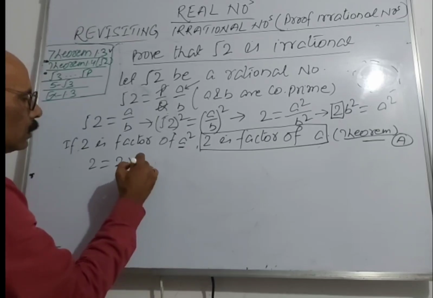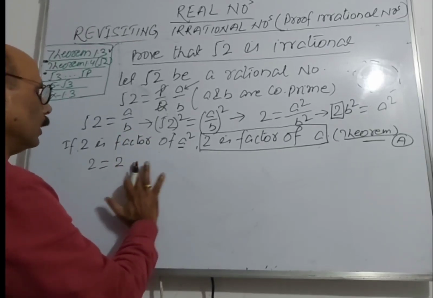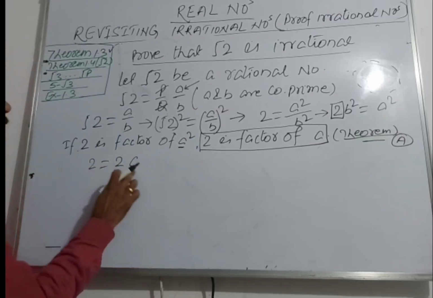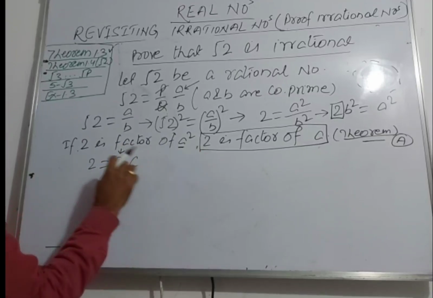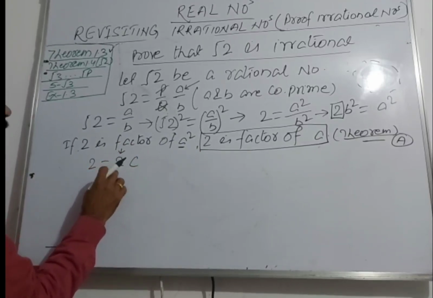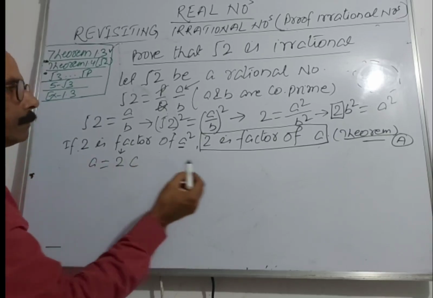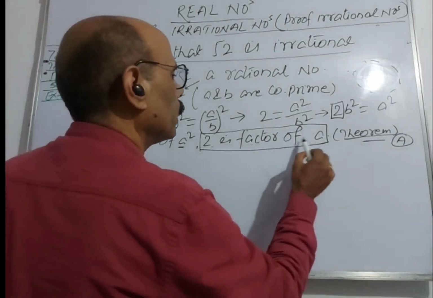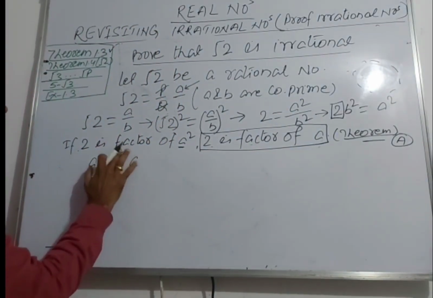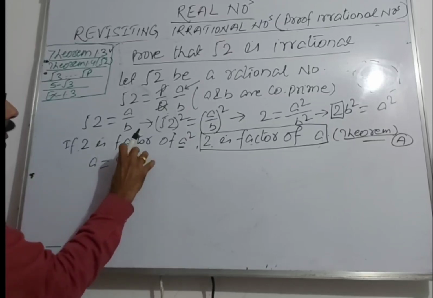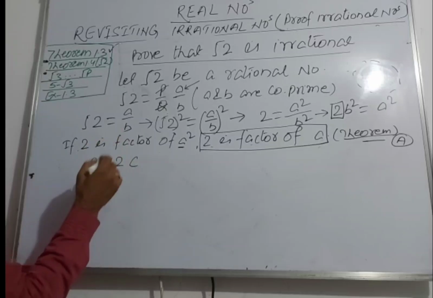This is factor c, any other number, 2 into c, or you can write directly 2c. Here c is any other number, but 2 is a factor of a, so a is equal to 2c. Here 2 is a factor and this is another number c.